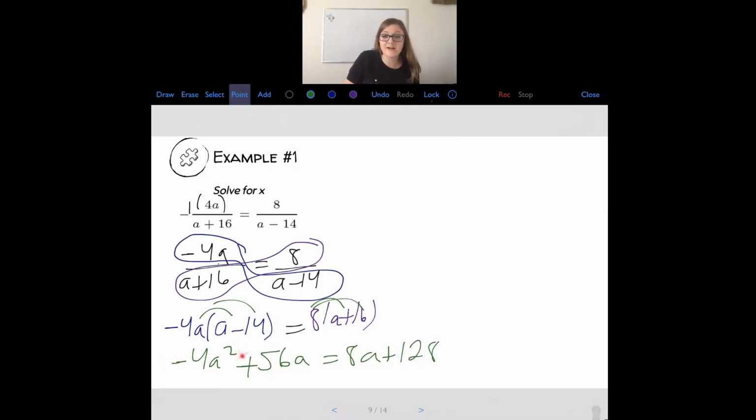Whenever you see your variable squared, so we have negative 4a squared, what kind of equation is this? You would use the principles that you know about solving quadratic equations. So this is not a linear equation where we're trying to get our variables to one side and our numbers to the other. We will either use factoring, square root property, or quadratic formula. So I am going to move everything that's on the left to the right because I like to keep my a squared positive.